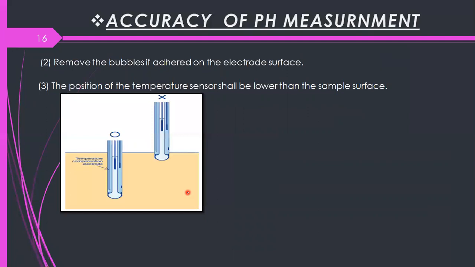Remove the bubbles if they adhere to the electrode surface, and the position of the temperature sensor should be lower than the sample surface. This is the temperature compensation electrode. Its position should be lower. This is the right way and this is the wrong way.